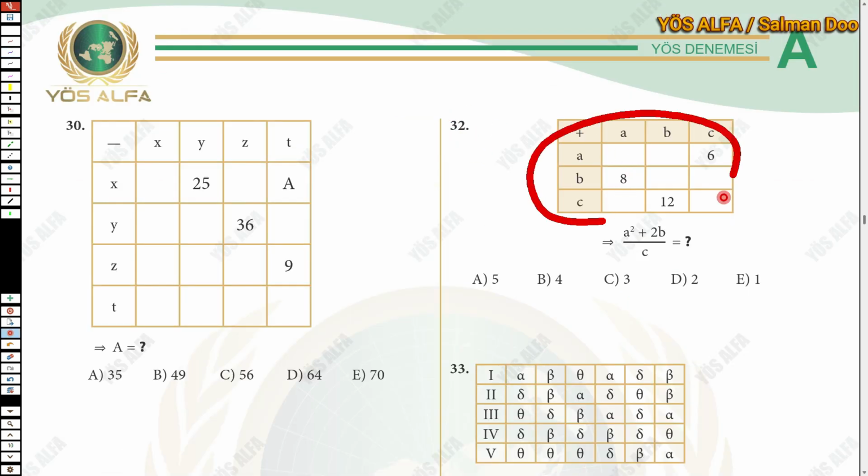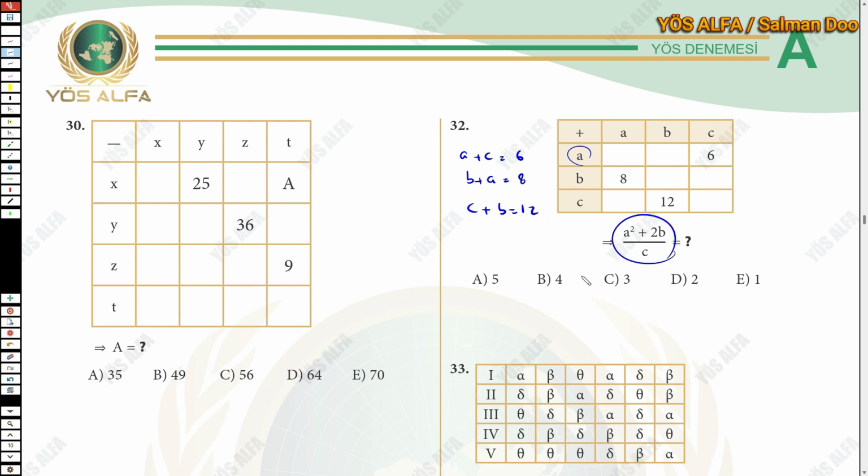32. The summation table is given. Let's write down the equations. A plus C is 6 and B plus A is 8 and C plus B is 12. We're asked to find this one. So let's sum up all these three equations simultaneously. So we have 2 times A plus B plus C is equal to 26. So A plus B plus C is equal to 13.